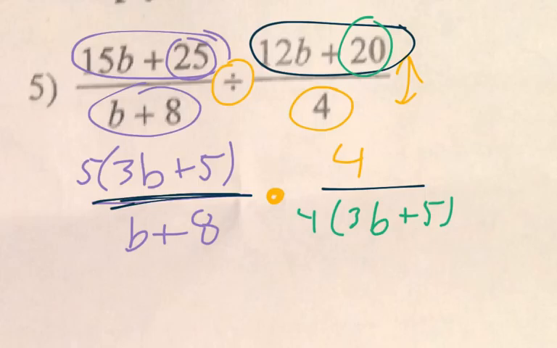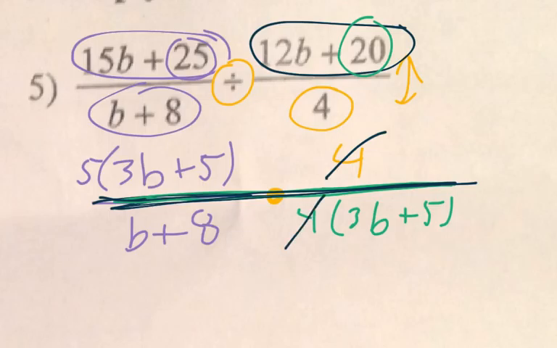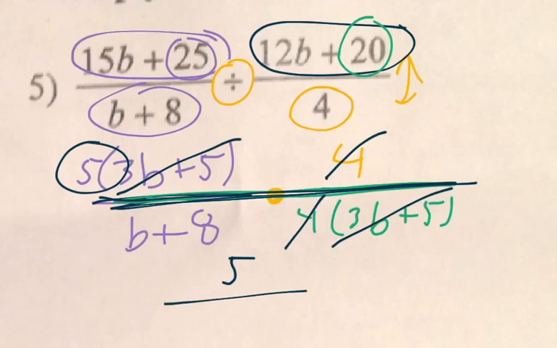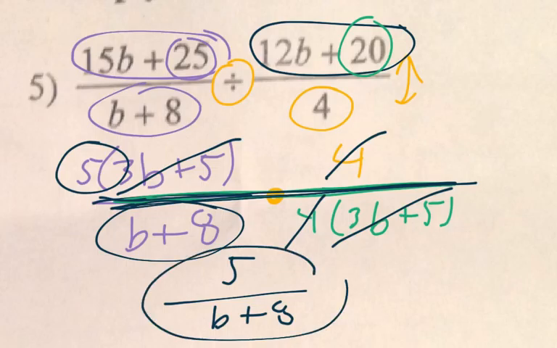And now that everything is factored and we have it already multiplied, remember we're going to multiply straight across here, right guys? Well, there's not much to simplify. Oh, wait a minute. How about 4 divided by 4 is 1? And 3b plus 5 divided by 3b plus 5 is 1. Wow, the only thing left is 5 right there in the numerator over b plus 8 in the denominator. And this right here, ladies and gentlemen, is our simplified answer. So pause the video this one last time.